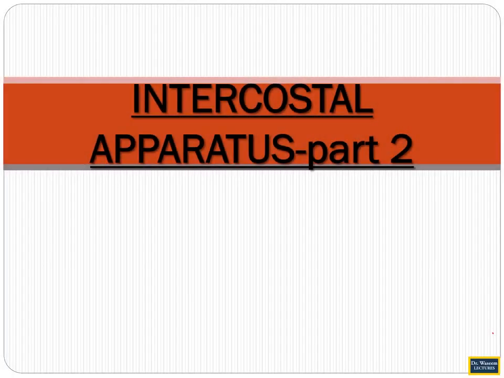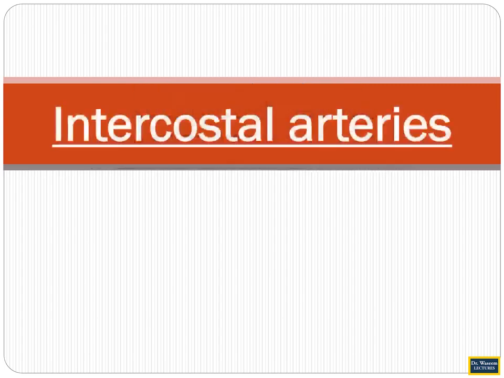Okay, now we have discussed in the previous class the intercostal apparatus part 1, in which we discussed the intercostal spaces, intercostal muscles, the three groups: external intercostal, internal intercostal, and the transverse thoracic muscle, and then we discussed the intercostal nerves. Now in this intercostal apparatus part 2, we are going to discuss first here the intercostal arteries.